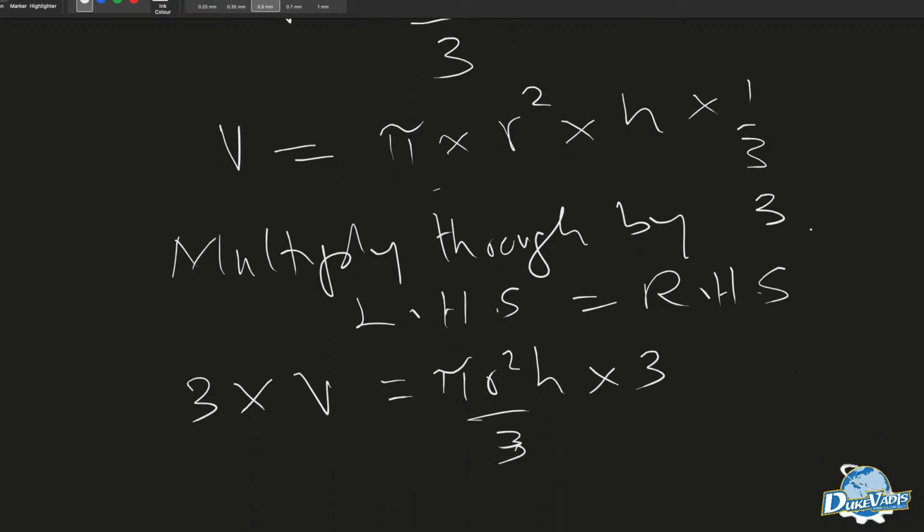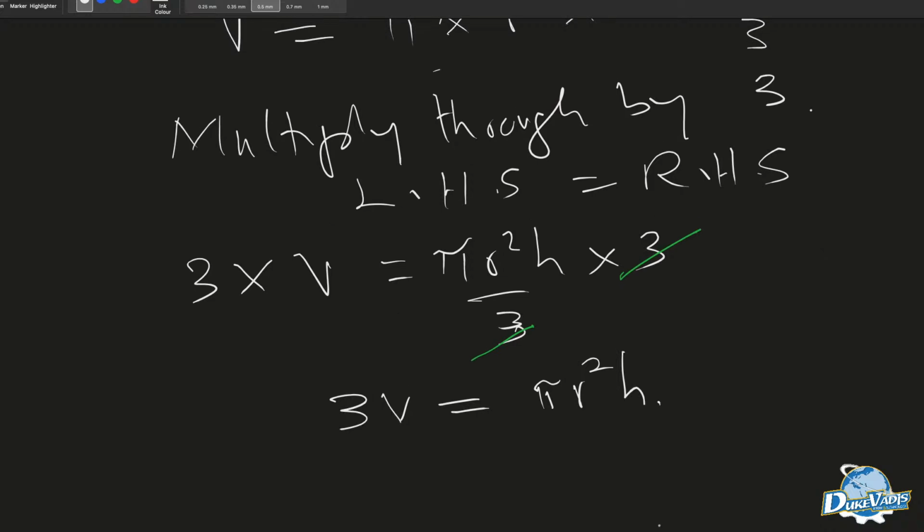When we do that, the 3 on the right hand side is going to cancel. This will cancel this, and this will cancel that. So in a nutshell, our formula is going to be 3V equals pi r squared h. As I've been saying, what are we seeing over here?